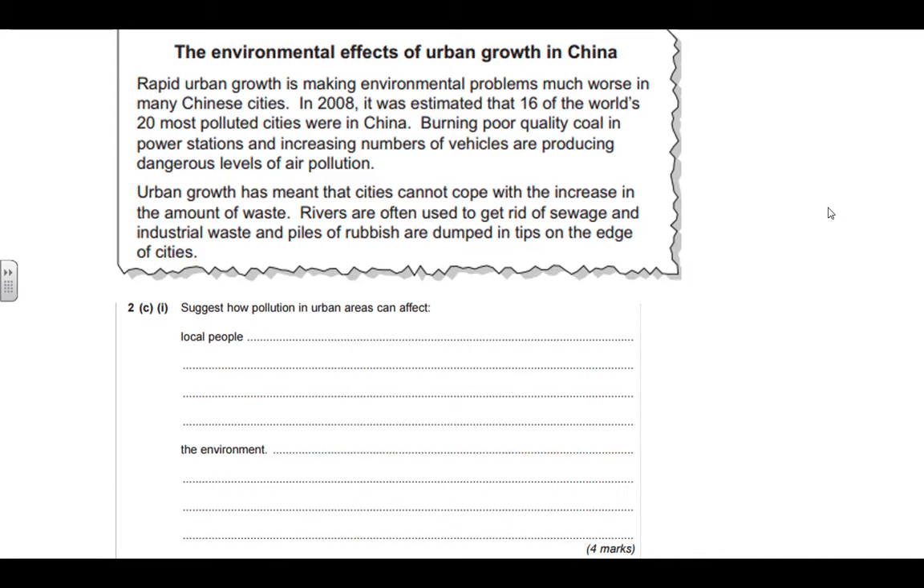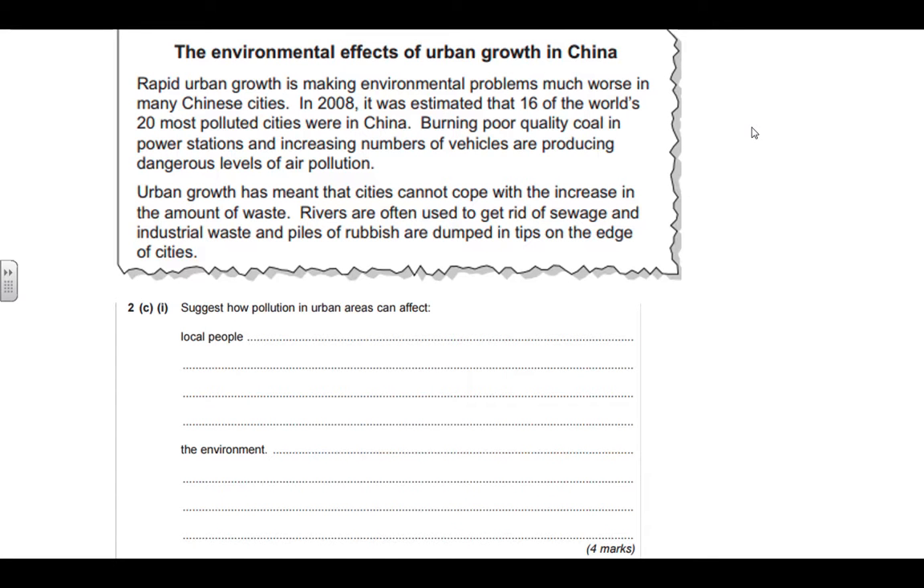So one of the most common ways of the examiner using these suggest questions is to give you a 4-mark question in the way that's given on the screen at the moment, and then divide it up into 2 sections, clearly showing you that you need to read the information above the question, and then say something about local people, and something about the environment. Students usually would just talk all about the impact on local people rather than actually explaining how.